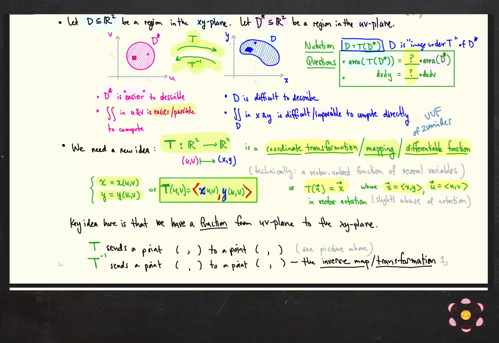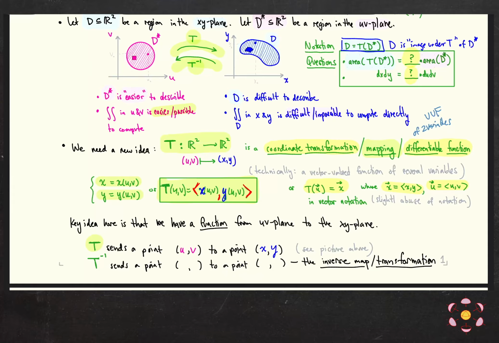Okay, so let's talk about T. T sends a point where? So where do we start with T? We start in the UV plane, and it sends it to a point in the xy plane. Okay, again, T goes in that direction.